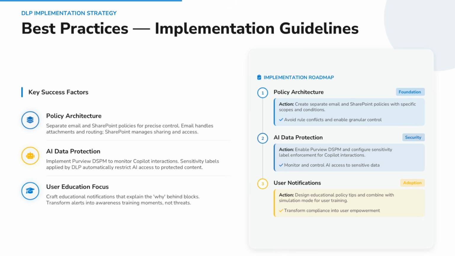User notifications give people real-time guidance at the exact moment they're about to make mistakes. Policy tips appear right at the top of the document, and even email notifications can tell users what happened and what they need to do next. This is where most organizations see an immediate impact. Instead of relying on IT to catch every incident after the fact, users are now empowered to correct issues themselves.